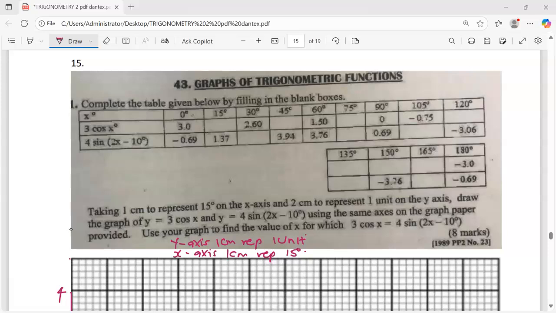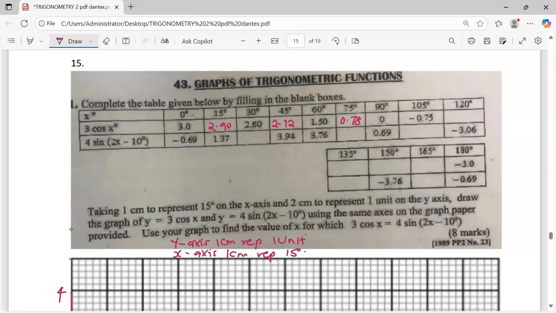is 0. So we are going to press 3 cos 0 so that it gives us 3. Then we go to the next one, which is 3 cos 15 degrees, which will give us 2.90. Next we are going to have 3 cos 45, which is going to give us 2.12. Next is 3 cos 60, which is 1.50. Next will be 3 cos 75, which will give us 0.78. Next we have 3 cos 90, which gives us 0.